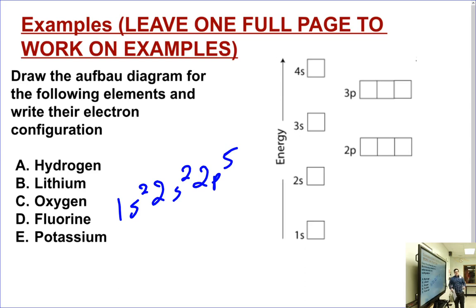All right, try potassium. On your own. You can use a diagram, or you can just look at your periodic table and see if you get the same answer as me. Okay.